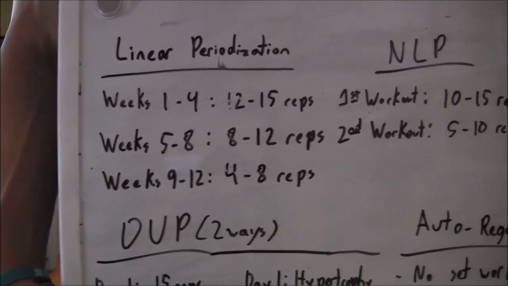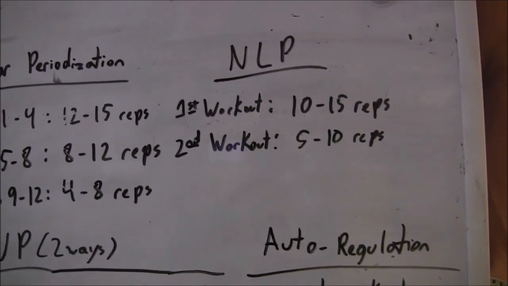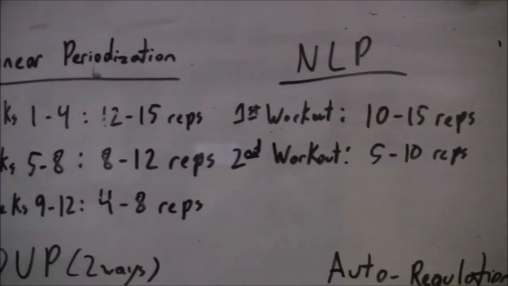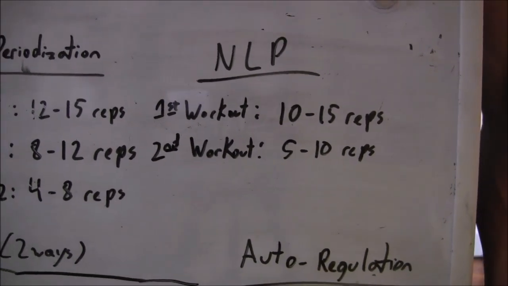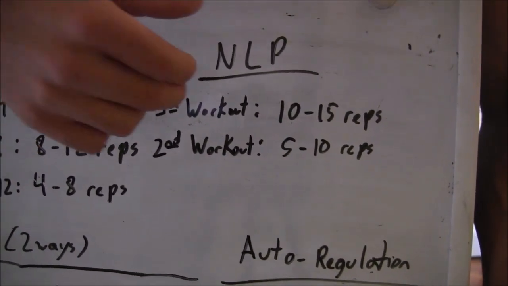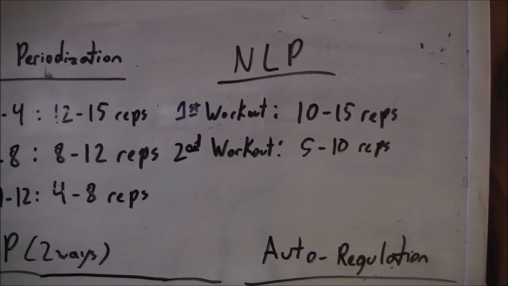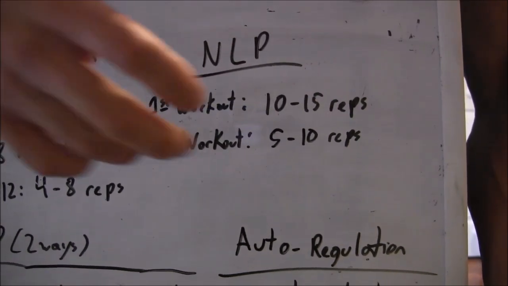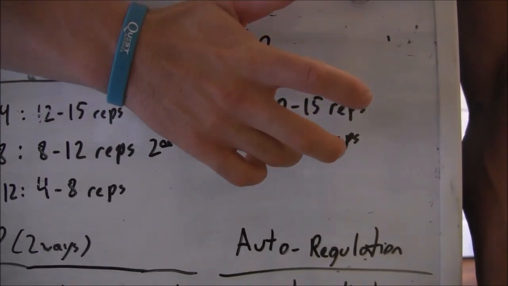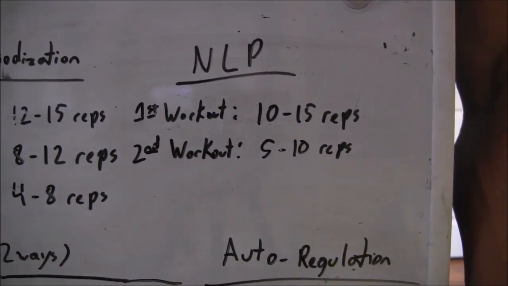So this led to nonlinear periodization, which is kind of like, for those of you who've ever seen the FAT program, the power hypertrophy adaptive training, that is essentially nonlinear periodization, okay? So you would do a first workout, let's just say for squats, and your first workout may be in a 10 to 15 rep range, and then your next workout that week of squats would be in the 5 to 10 rep range. What's the benefit to that?